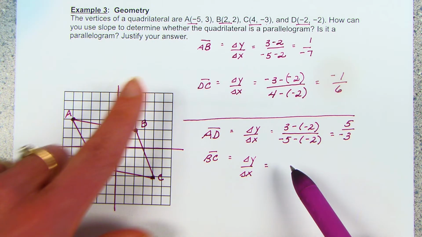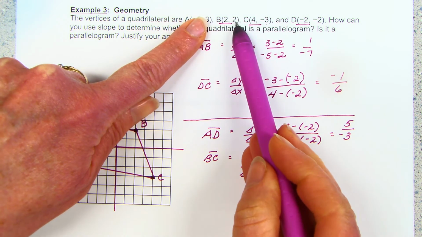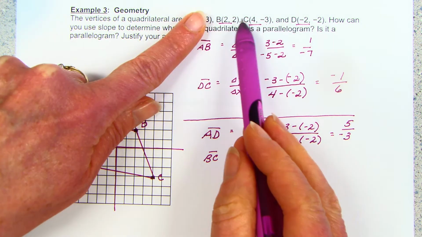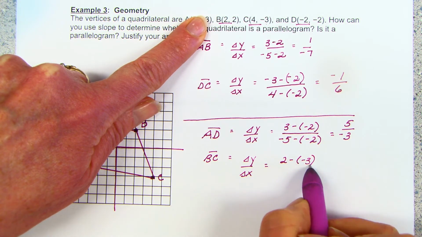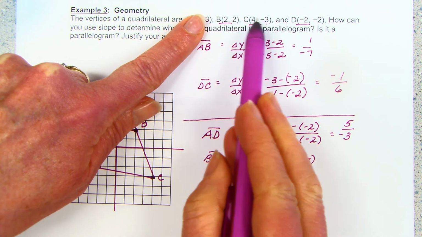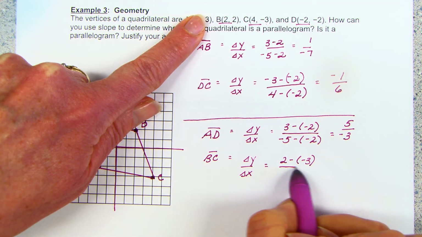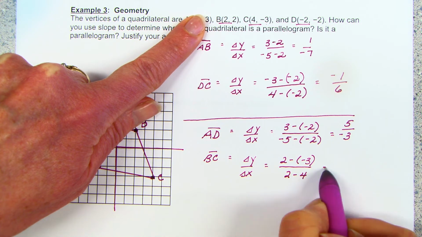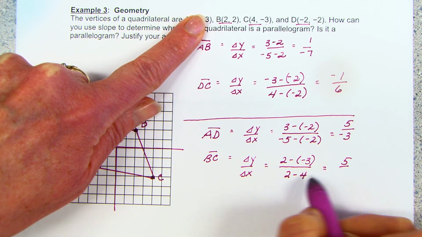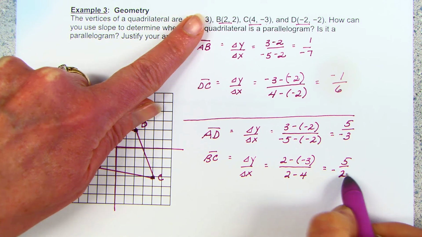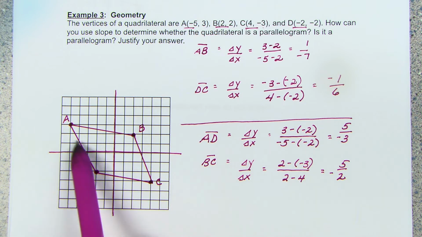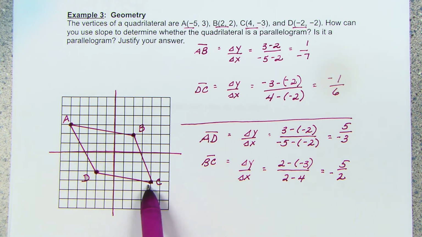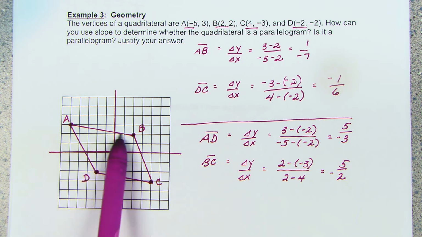Okay, BC. Change in y, 2 minus negative 3, over 2 minus 4. And that is 5 over negative 2. And again, we see that they are very close. They're both negative. They're going down. These other ones were also going down, so they're negative.